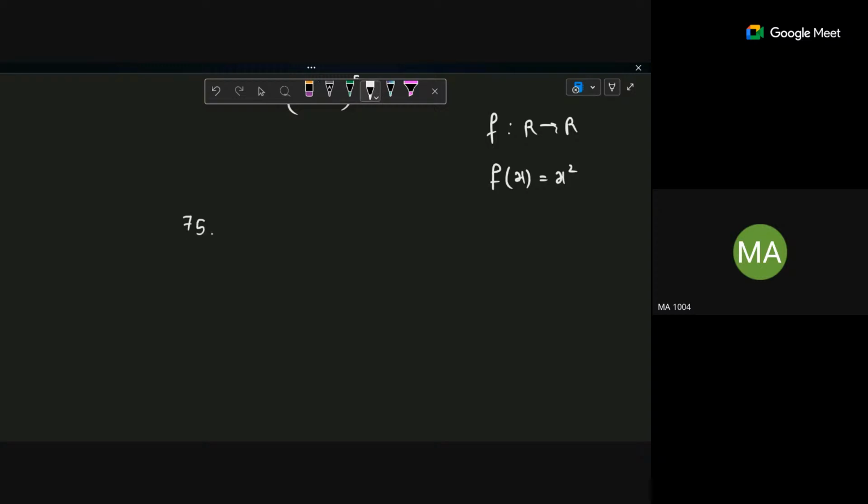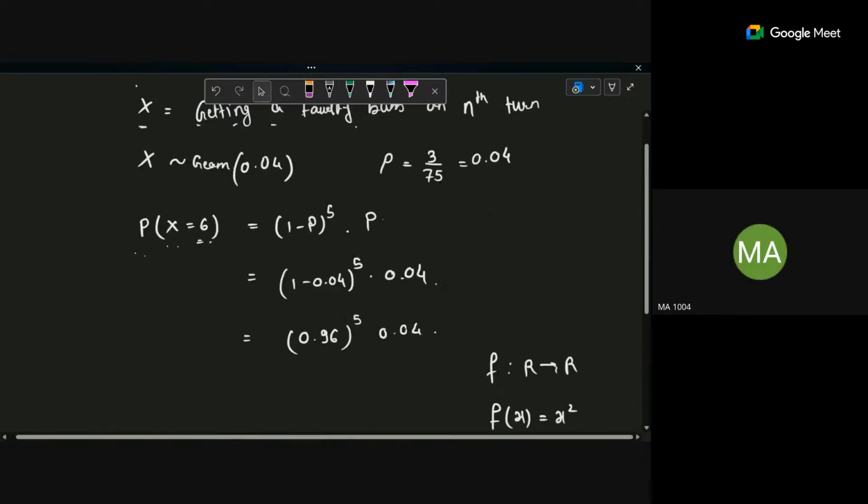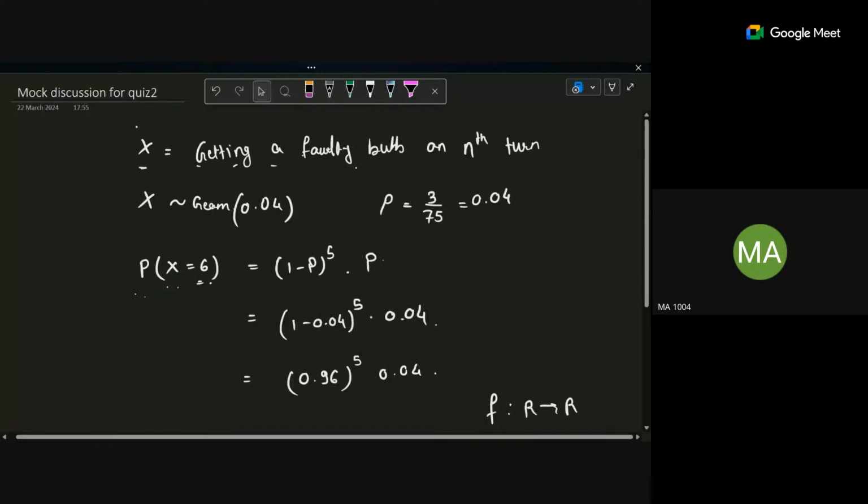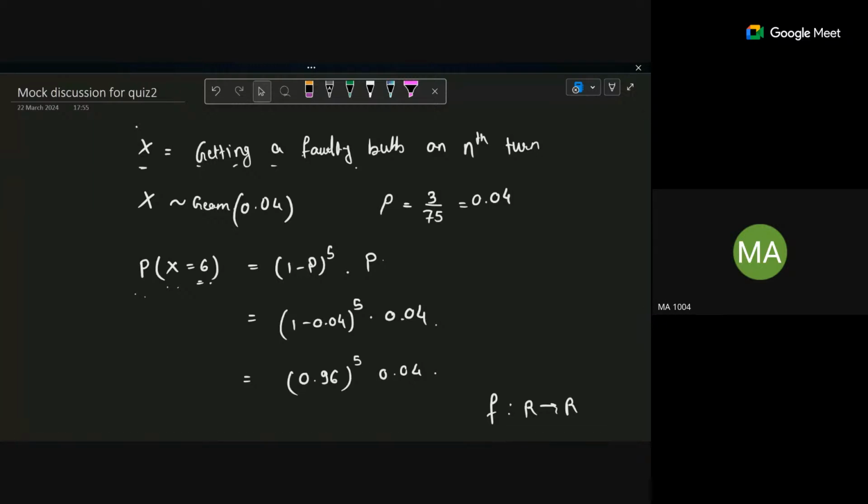Yes, 75C3 will provide the sets of 3 bulbs, that is, the possible combinations of bulbs. So that will not work here. What we are being asked is the probability that when he or she picks, it's the sixth. So he will pick a bulb, and initially 5 bulbs are not faulty, but the 6th one is faulty.